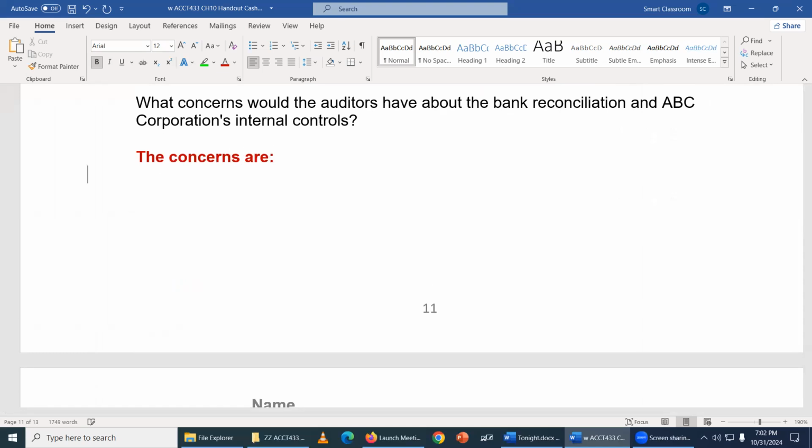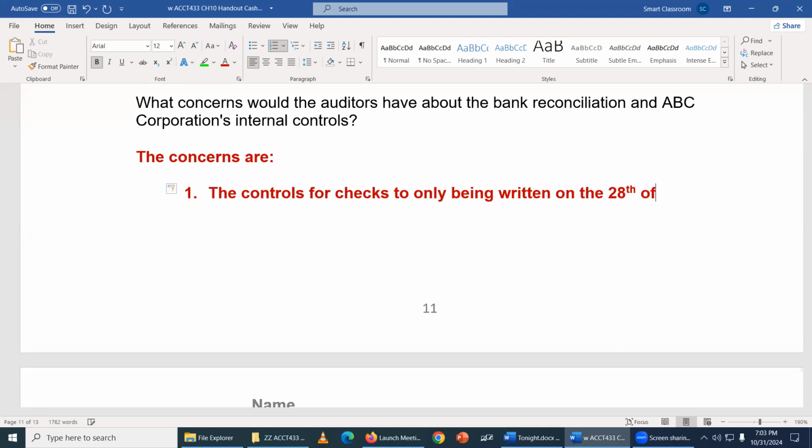So the concerns are, I'm just going to do kind of a list here. One, the checks being written only on the 28th of each month is obviously not being adhered to. And we know that from the one on the 14th, but possibly these other ones too.